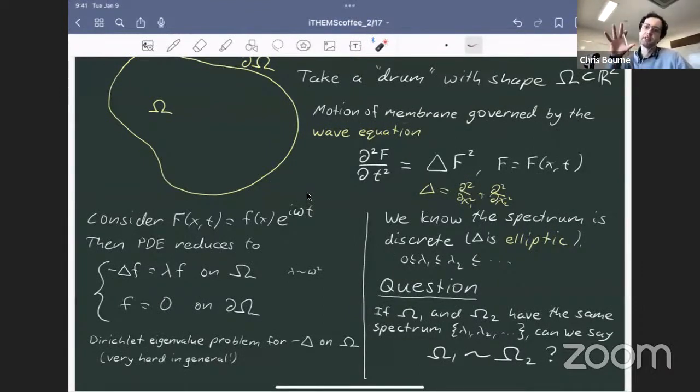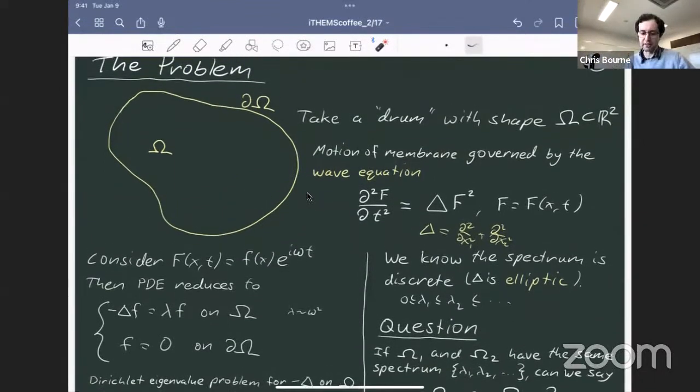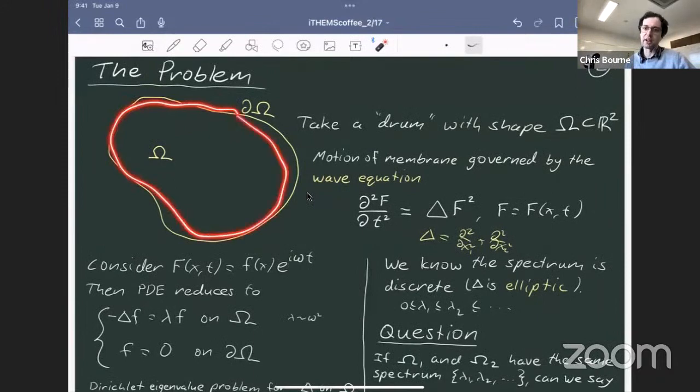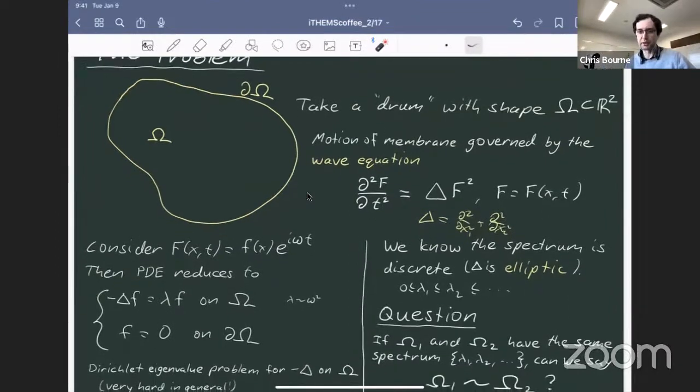So the question is, can we hear the shape of a drum, right? We're actually not interested in finding the spectrum. We're considering an inverse problem. If we know the spectrum, then what does that say about the shape of this drum? Because in theory, all the sounds that we hear from this drum come from this spectrum.